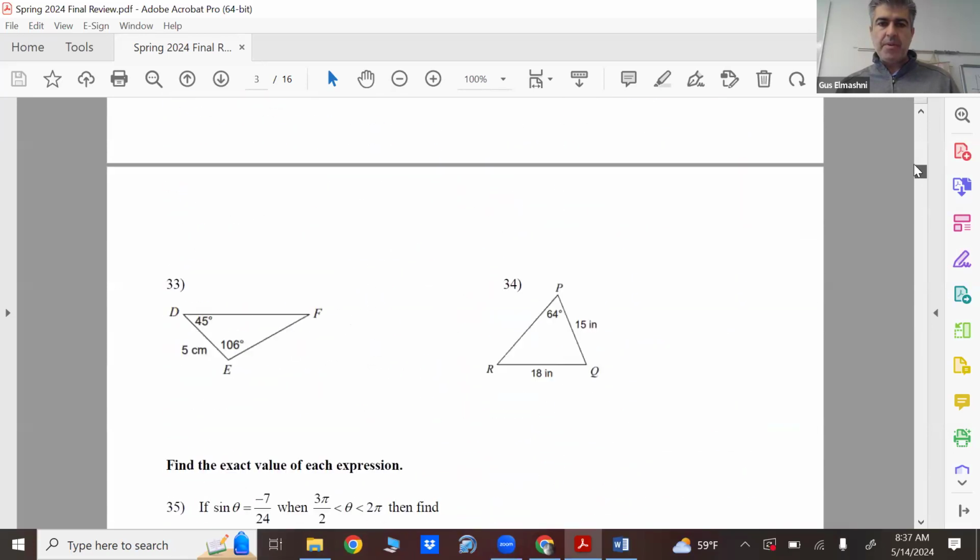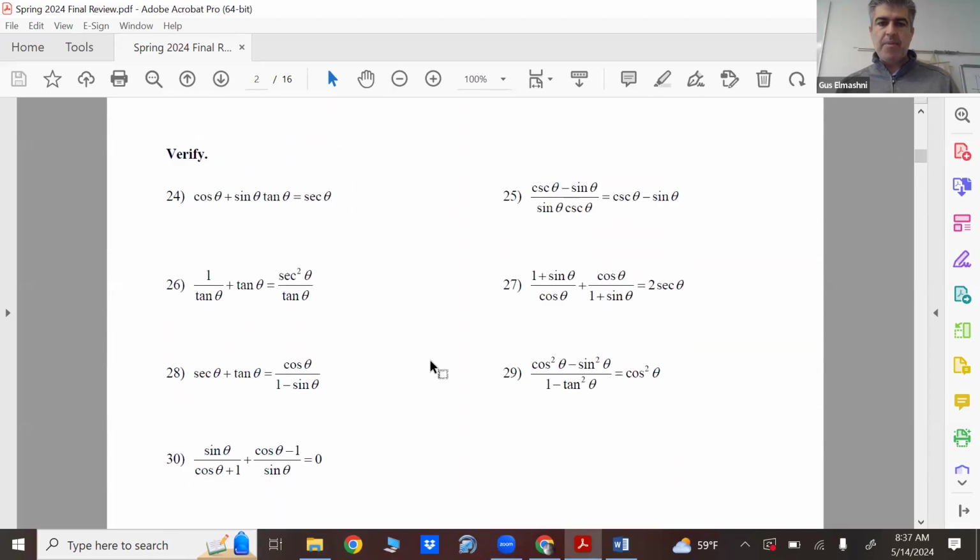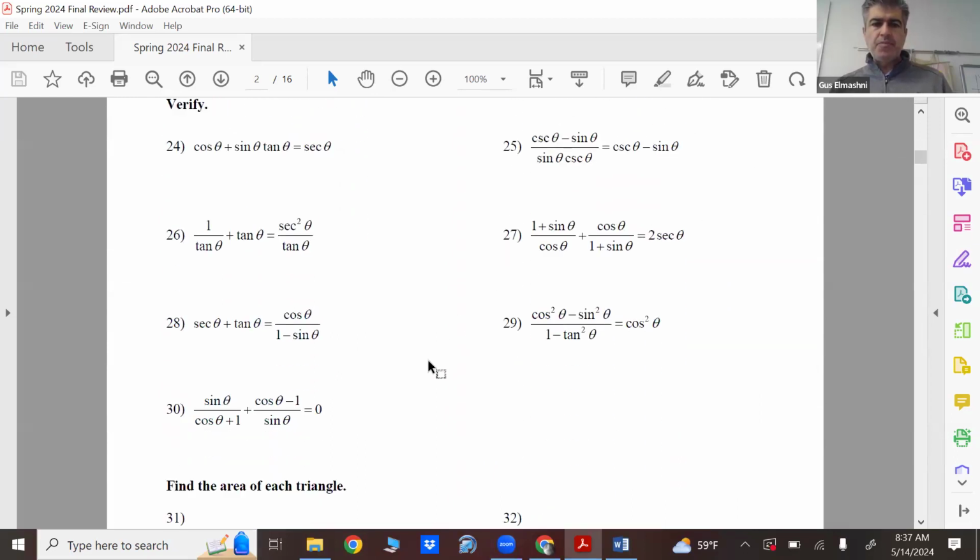Okay, identities. Here we go. Let's do 25 and 30. I think those are two good ones. All right. Usually the trick here is to work on the side that's most complicated. And I'm actually going to make that a requirement. You have to work on just one side because otherwise it just gets really messy. I think it's pretty clear.